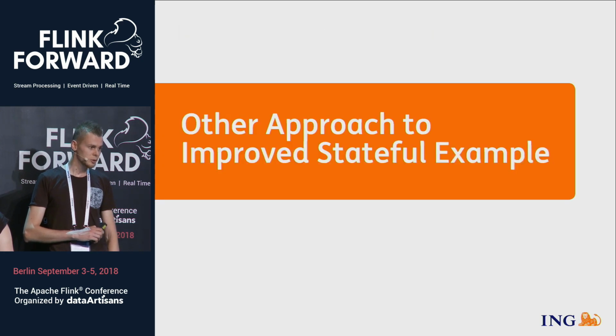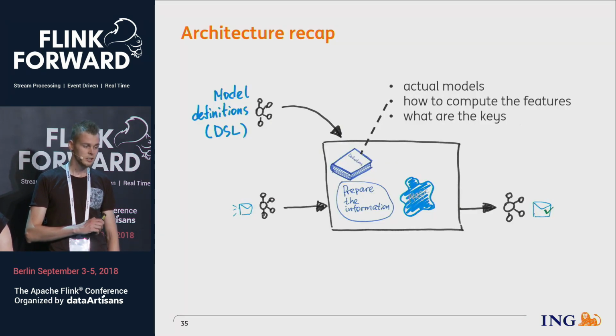So now let's go to our final example, where we finally will use the dynamic key management. Remember this slide that Olga showed at the beginning? The definitions stored here will actually store three separate pieces of information. It will store the actual models that need to be calculated. It will store information about how to compute the features that are used for scoring these models. And it will give you information about how the keys are defined.